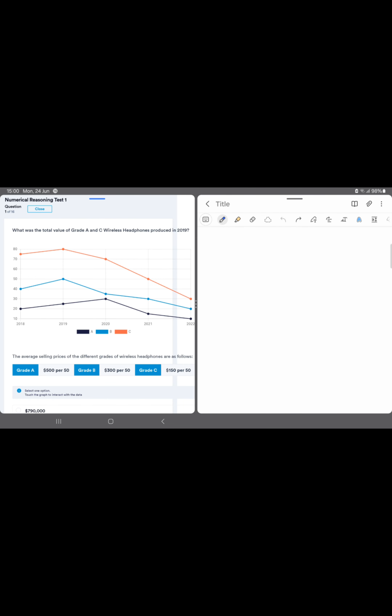Okay, so we need to note down that we are looking at 2019. Then we see that grade A is on the black line and grade C is on the orange line. For grade A, we can see that the quantity is 25, so A is equal to 25. And C is equal to 80.